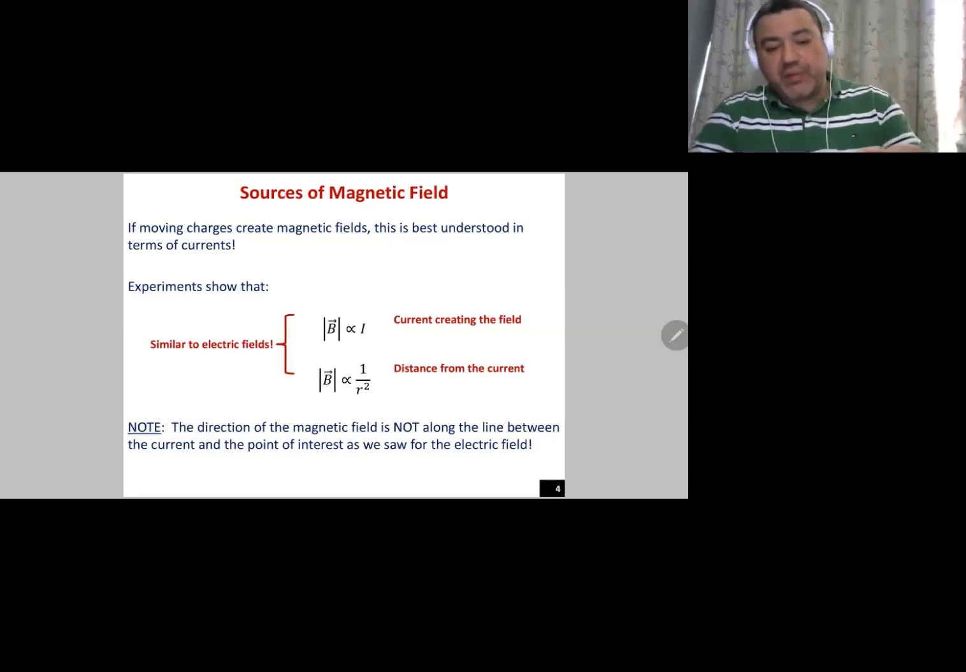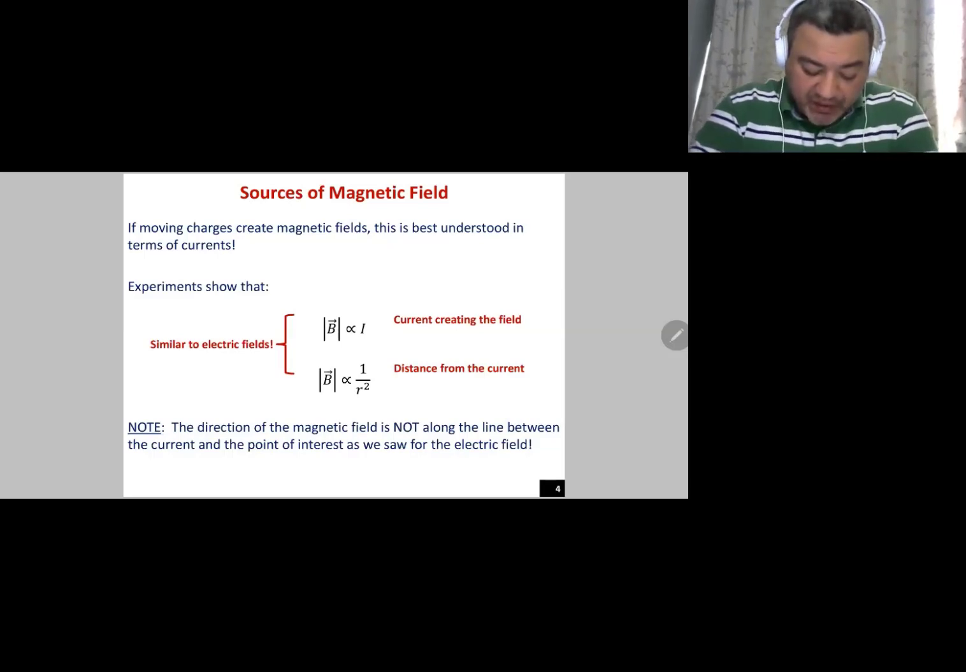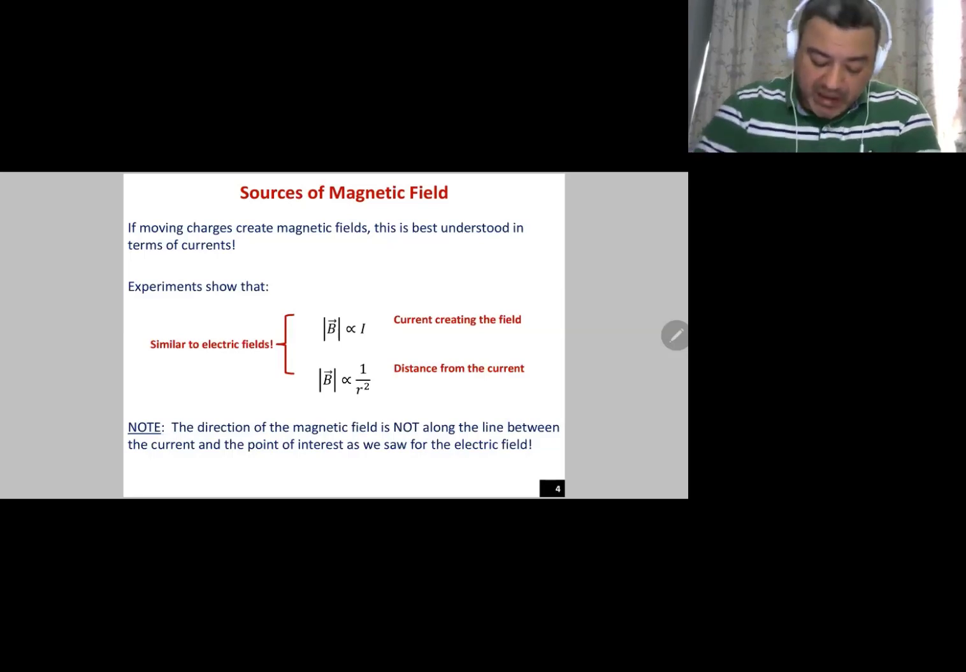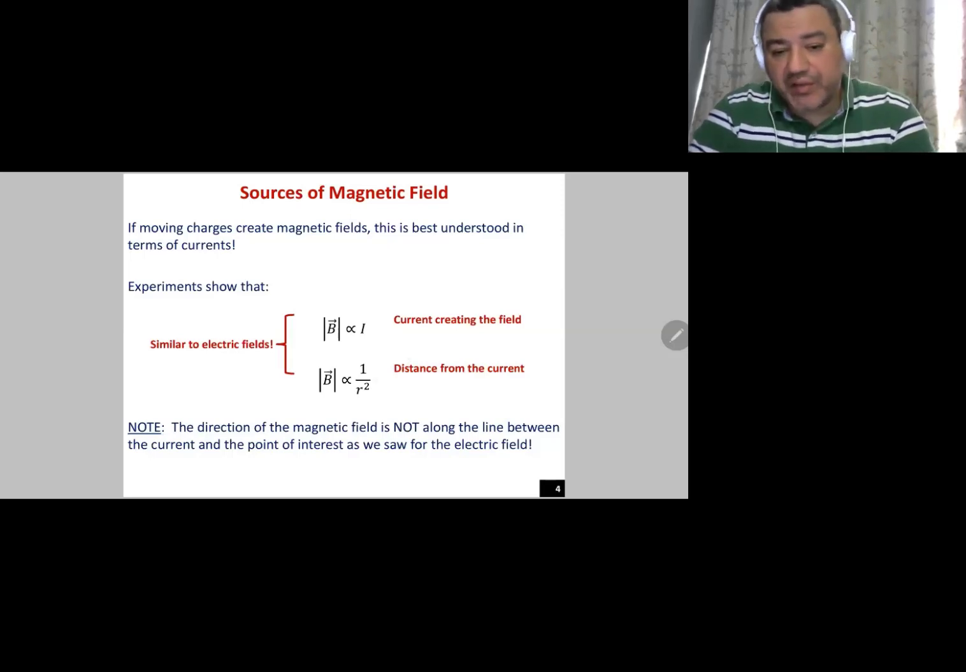Now, the experiment showed that this magnetic field is proportional to the current going into that wire and inversely proportional to the distance squared. So the greater the current, the higher the magnetic field; the further the evaluation point or the observation point from the wire, the smaller the magnetic field would be, such that it is inversely proportional to the distance squared.